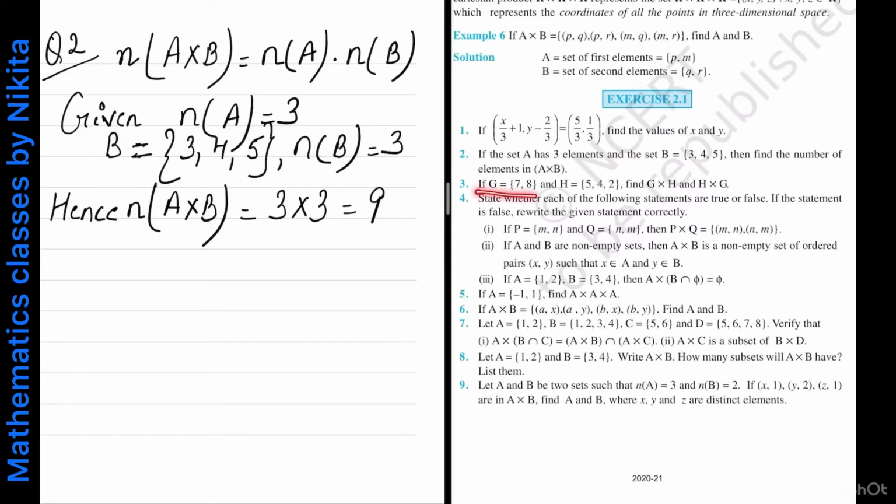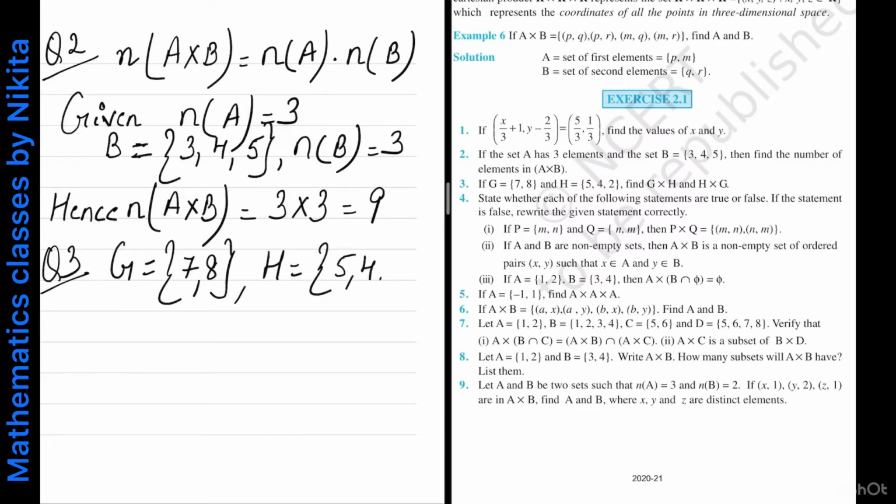If G is equal to {7, 8} and H is equal to {5, 4, 2}, you have to find G cross H and H cross G. Again, very easy question. Just apply the definition of Cartesian product. So G is given to be {7, 8} and H is given to be {5, 4, 2}. So first of all we will find what is G cross H. Now to find G cross H, I told you, you have to associate each element of G with each element of H. And how many elements will be there in G cross H? You will be having 2 into 3, that is 6 elements.